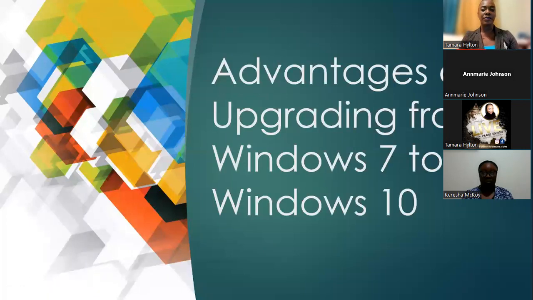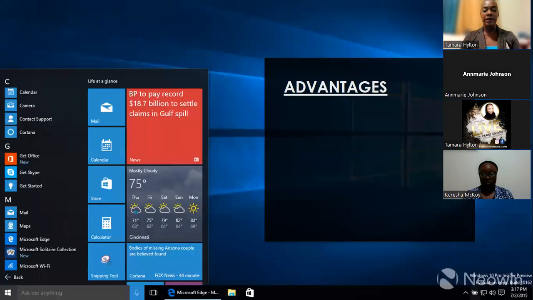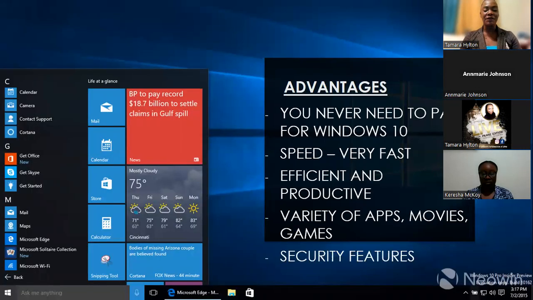Now, what are the advantages or benefits of upgrading from Windows 7 to Windows 10? Number one, speed. Very fast, literally lightning speed in starting up your Windows 10. Additionally, you will never need to pay for Windows 10 once you have purchased your program, and you will not have to pay for it again. It is efficient and productive. There are a number of apps available, and you can use it for doing large or small tasks, making it quite effective and productive.